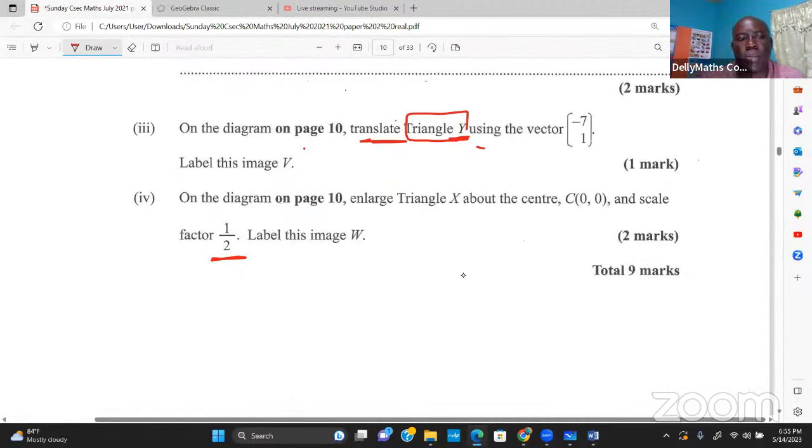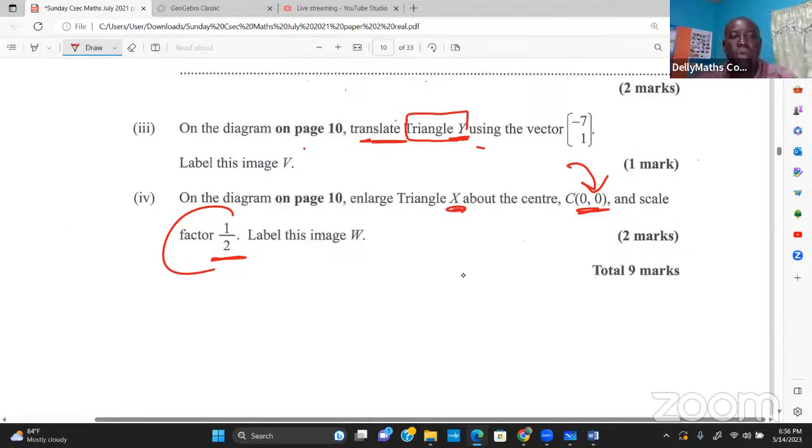The next question says, on the diagram on page 10, which is the grid that we're on, enlarge triangle X about the center 0, 0 and scale factor half. Whenever the center is 0, 0, I'm not going to do the line drawing like I would normally do when it's not 0, 0. When I'm at 0, 0, I can mess around with the coordinates.